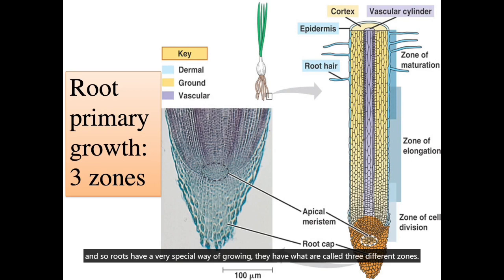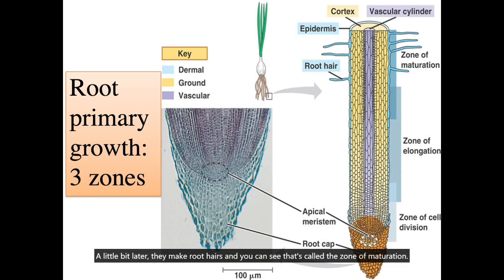And so roots have a very special way of growing. They have what are called three different zones. So if you look here at this plant, at the bottom is the root cap and then the apical meristem, the root apical meristem. And that's dividing. It's actively dividing, the apical meristem. And right behind it, the cells of the three meristems are actively dividing. Okay, so that's a lot of cell division. And after those cells have divided, then they elongate. And that's called the zone of elongation.